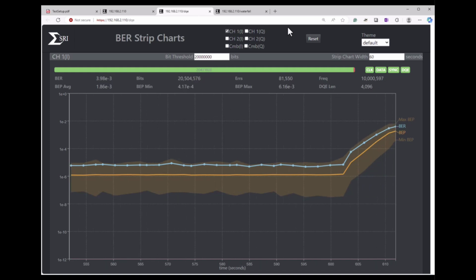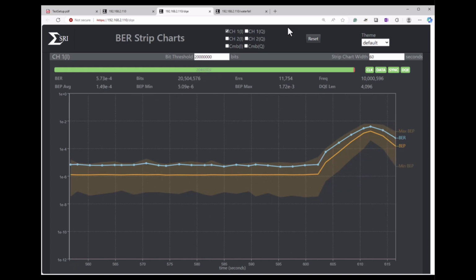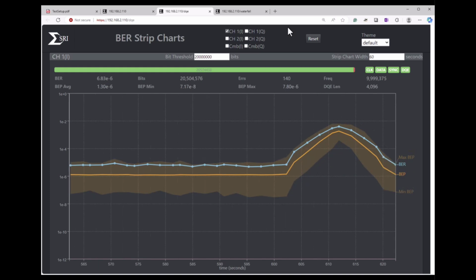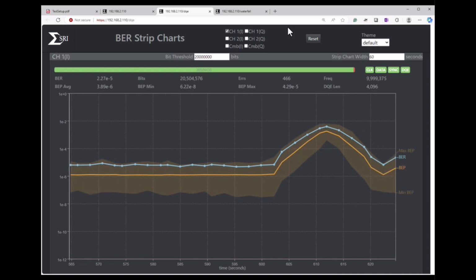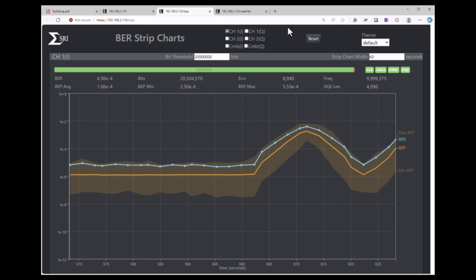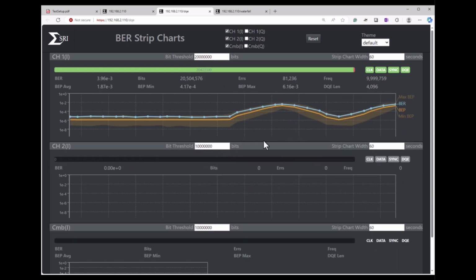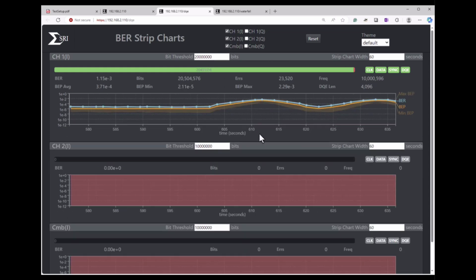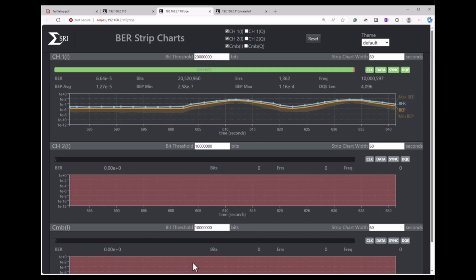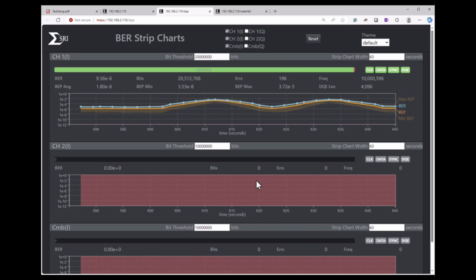Likewise, you see the bit error rate in blue and the average BEP in orange, and they're starting to track. This is a 60-second strip chart width, so we'll see a few of these up and down sequences. Likewise, in the strip charts, we can turn on, in a typical case, channel 1, channel 2, and a combiner. In this case, there's nothing connected to channel 2 and nothing connected to the combiner, so you'll see these red bars indicating no sync for those.